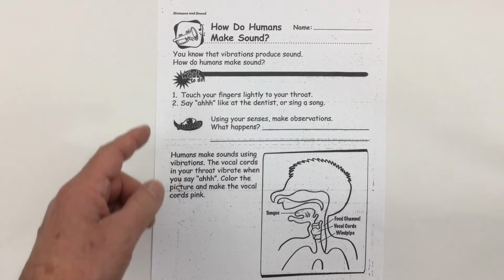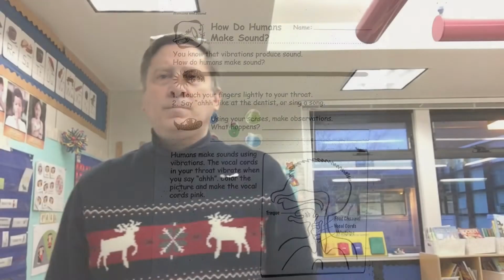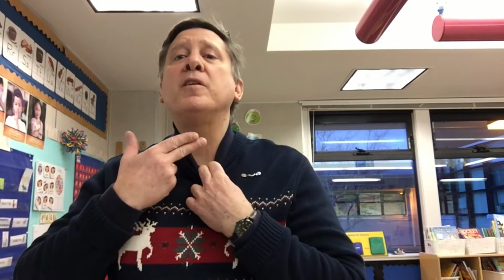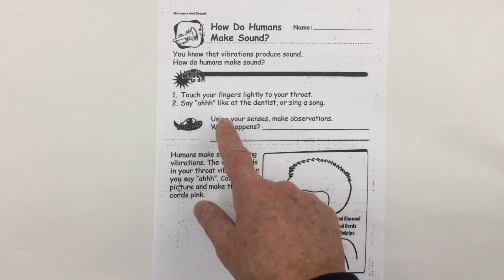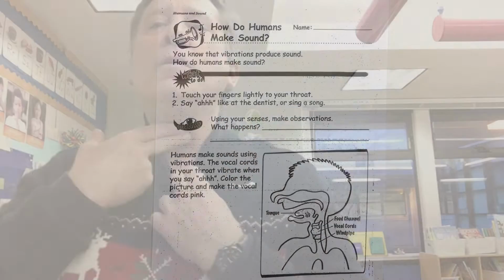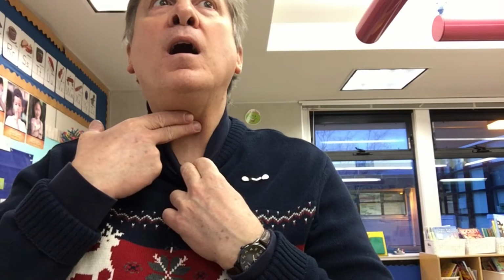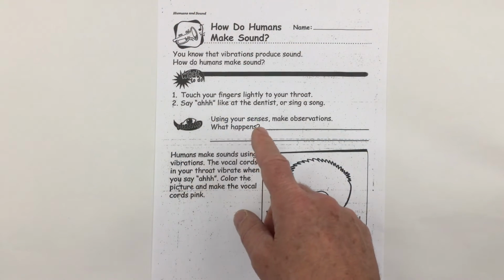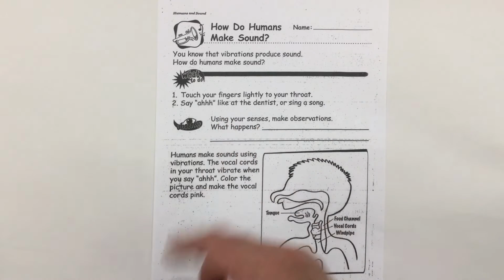Well, what to do? Touch your fingers lightly to your throat. So I'm going to touch my fingers to my throat. Say ah, like at the dentist, or sing a song. I'm going to say ah. Using your senses, make observations. What happens?